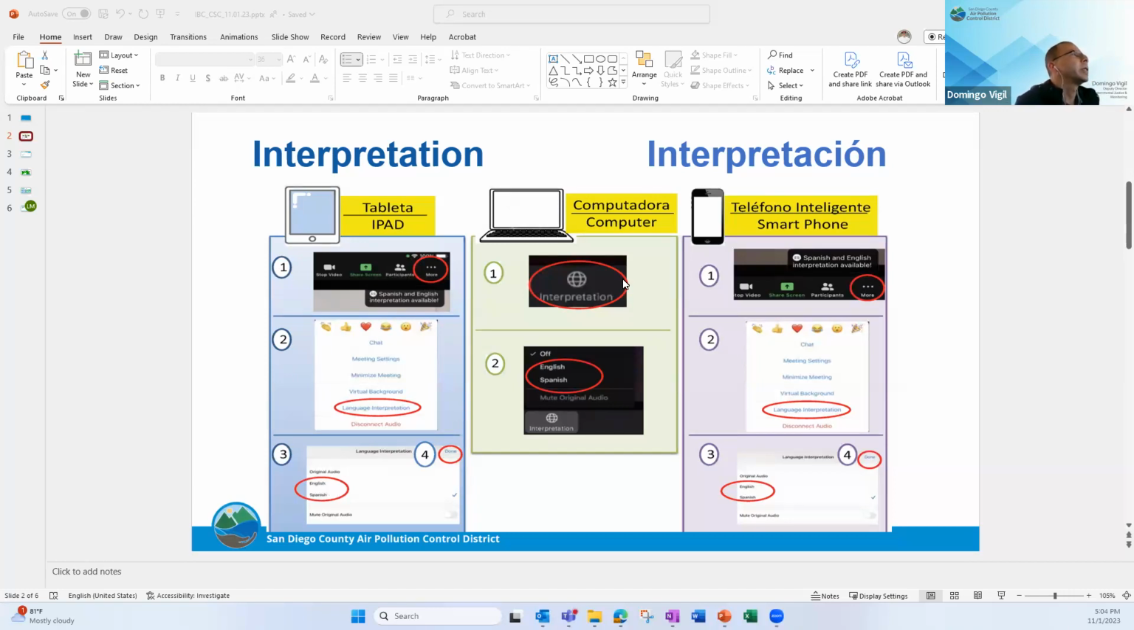And if you are joining us through your computer or desktop, then you can locate the globe icon on the bottom of your screen. And from there, you can click it and select English as your language. I'm now going to provide these instructions in Spanish.